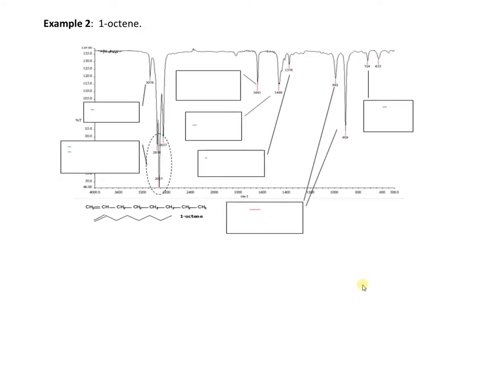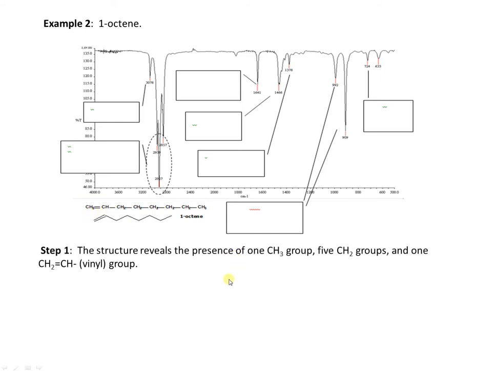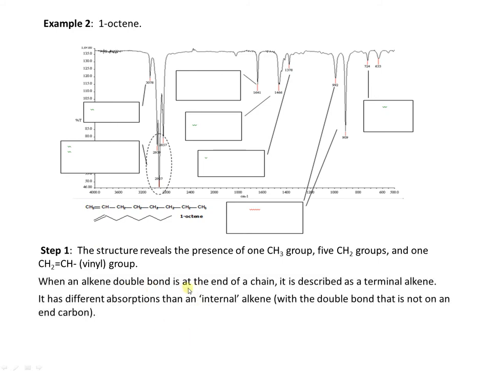Okay, example number 2 is 1-octene. So here's the structure of 1-octene. Notice it has a methyl group, 1, 2, 3, 4, 5 methylenes, and this terminal double bond on the carbon. So the structure reveals one methyl group, 5 methylenes, and one CH2 double bond CH. We call it a vinyl group, and it's a terminal alkene. Now, when an alkene double bond is at the end of a chain, it is described as a terminal alkene. It has different absorptions than an internal alkene, which is a double bond that is not on the end of a carbon chain. So this is useful information, as you'll see.